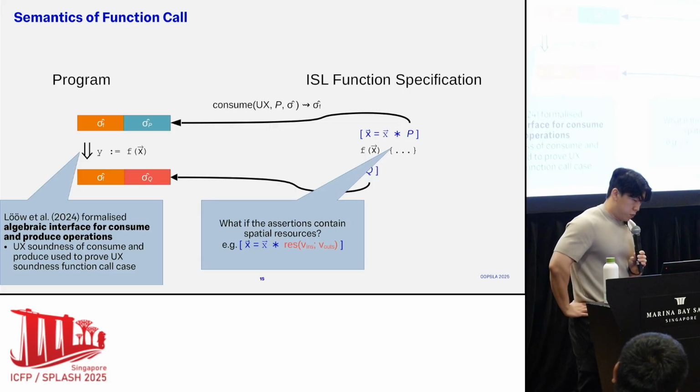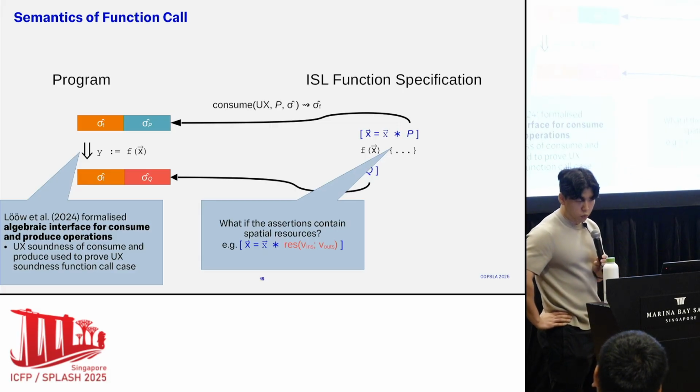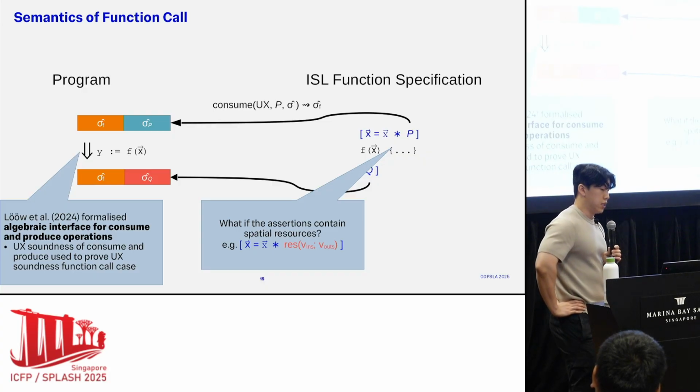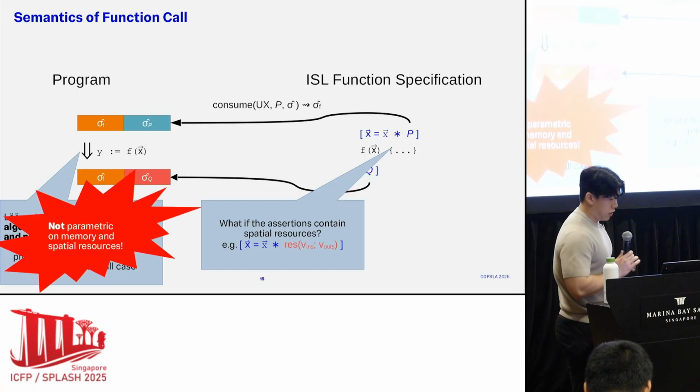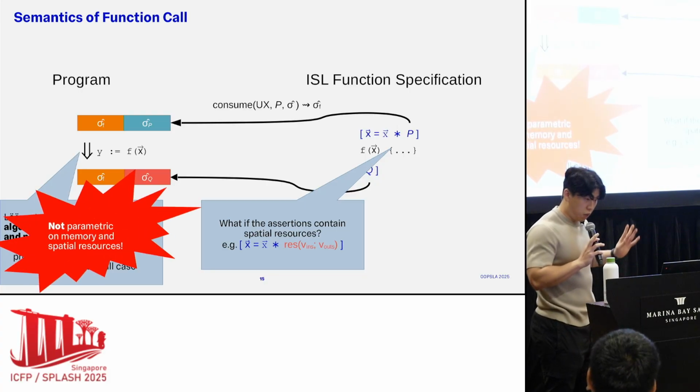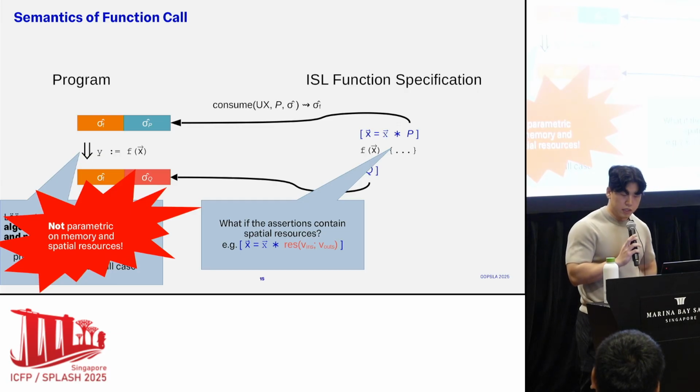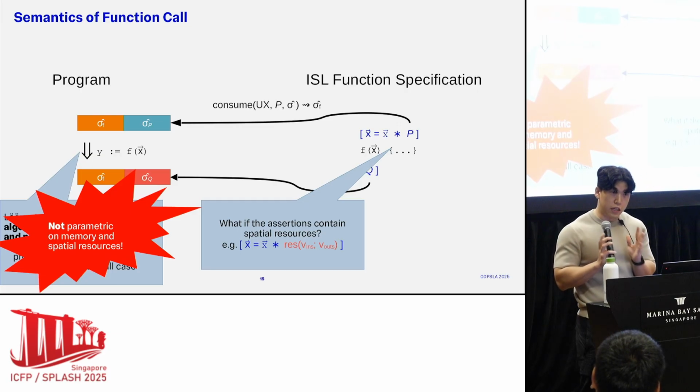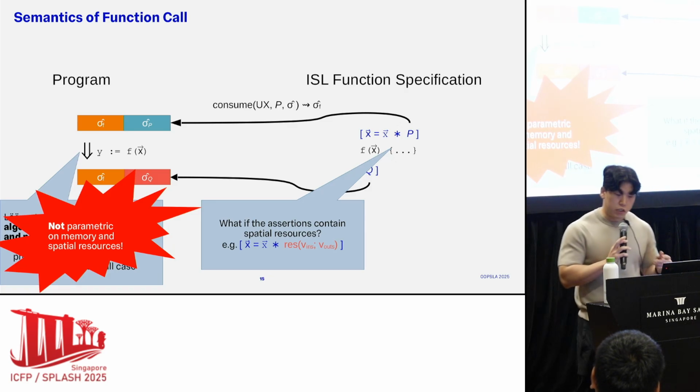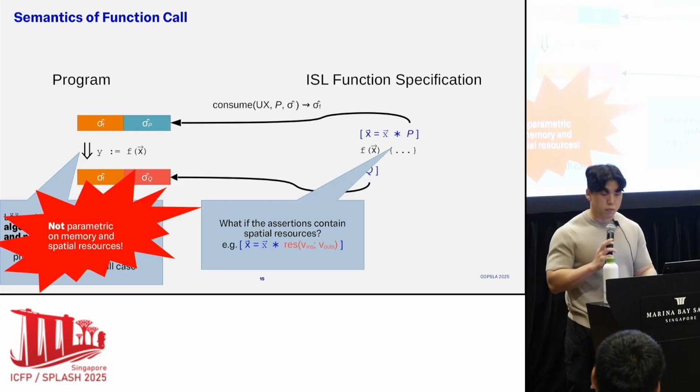But there's a problem with this work, because what happens if we have spatial resources in the specification? It's a big problem because this work is not parametric on the memory and spatial resources, so it's fixed on the linear memory, and so we need to find a way to generalize this work a little bit more.